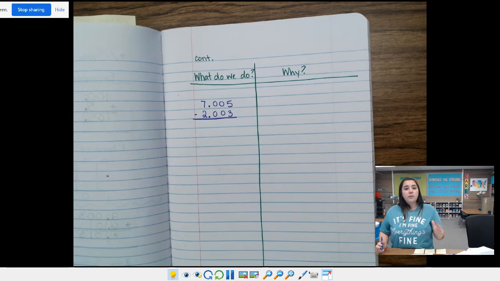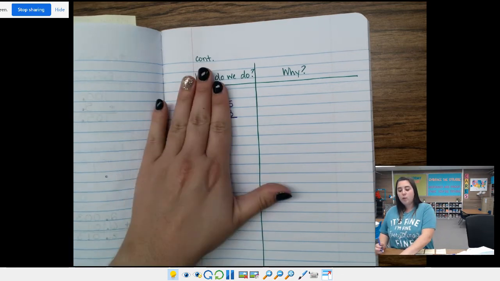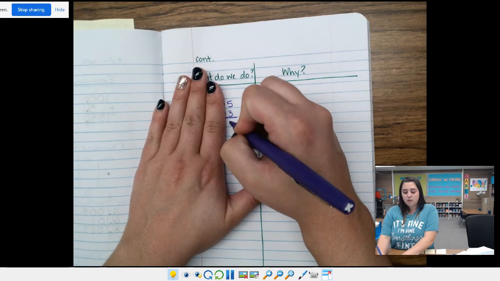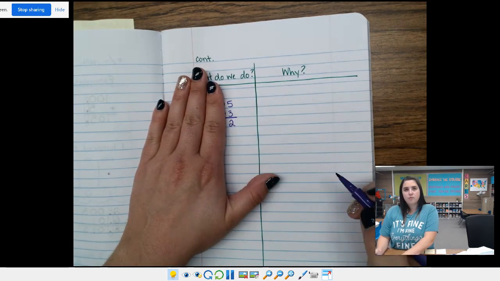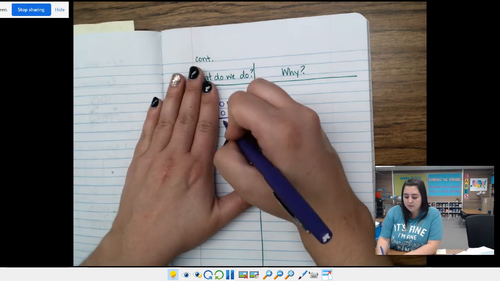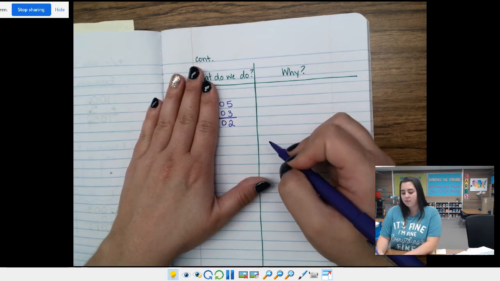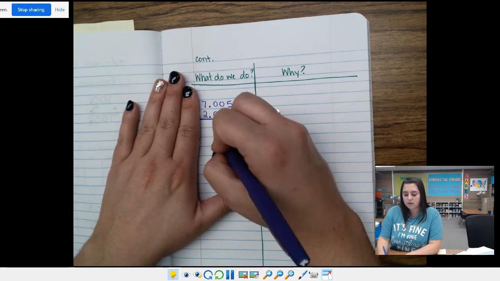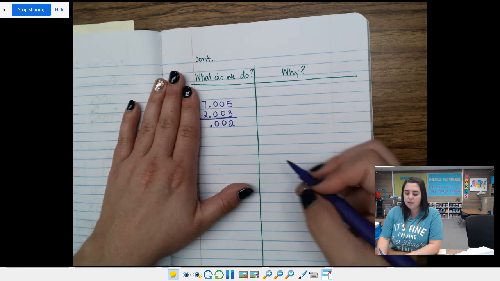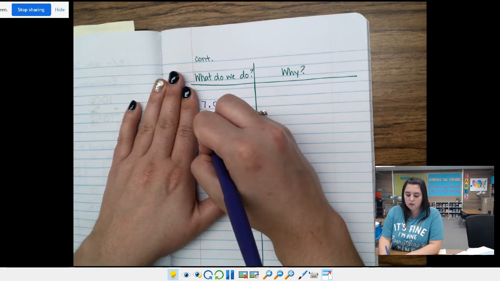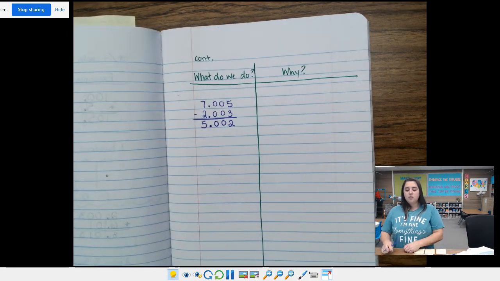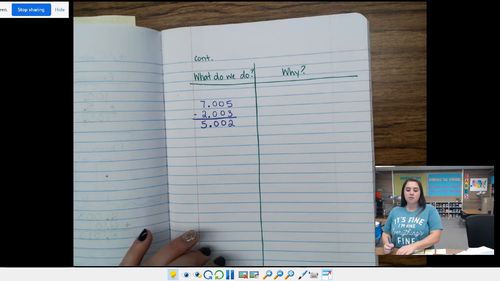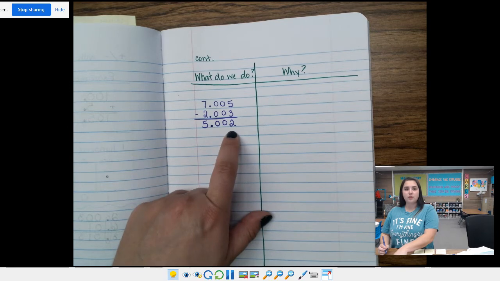So in this, the same rules apply. Now we're just taking away. So if you have 5 minus 3 or take away 3, that would leave you with 2. 0 minus 0, still don't have anything. 0 minus 0, still 0. Our decimals come down. 7 minus 2 is 5. So 7 and 5 thousandths minus 2 and 3 thousandths would be 5 and 2 thousandths.